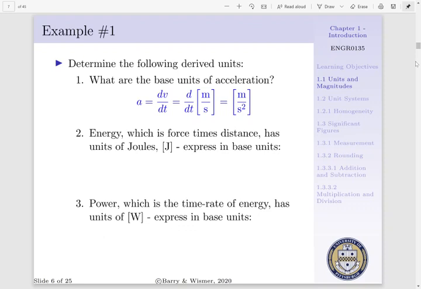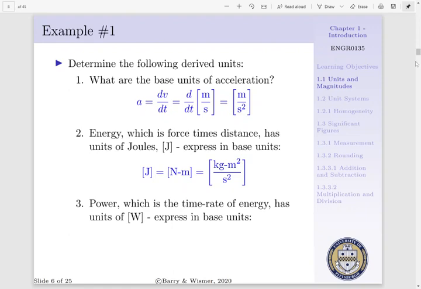Now, energy is expressed as force times distance, and this has units of joules. We want to express joules in our base units. So a joule, represented by capital [J] within square brackets, is our force in newtons times our distance in meters. A Newton is a kilogram meter per second squared, and if we multiply this through by meter, we then have joules expressed as kilograms times meter squared per second squared.